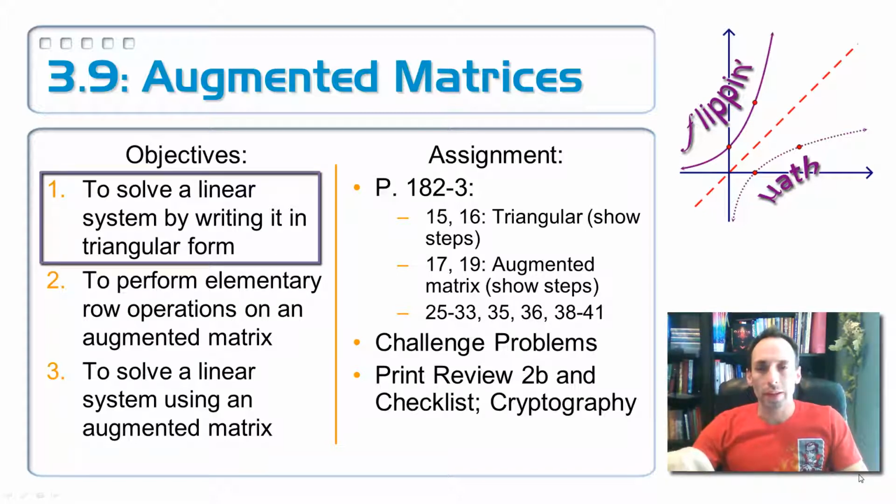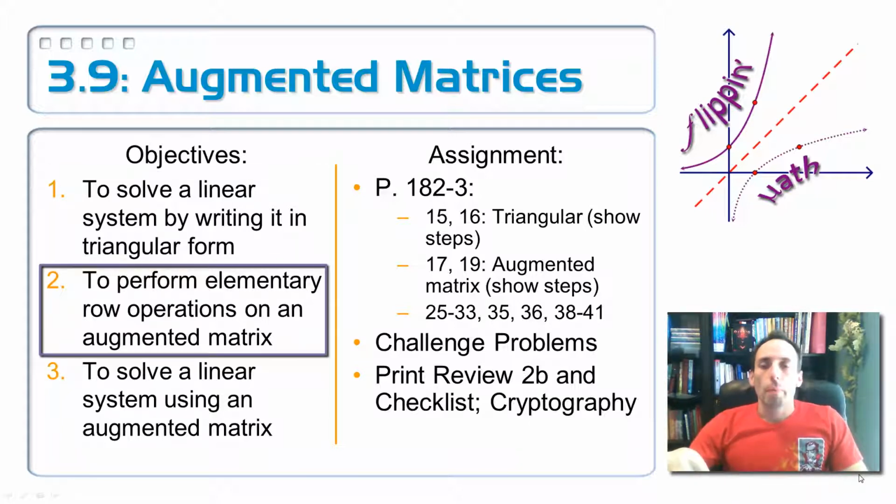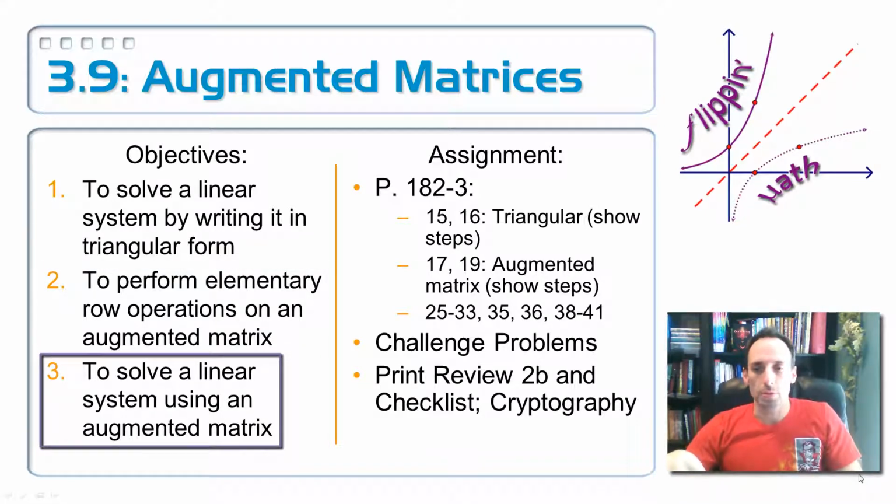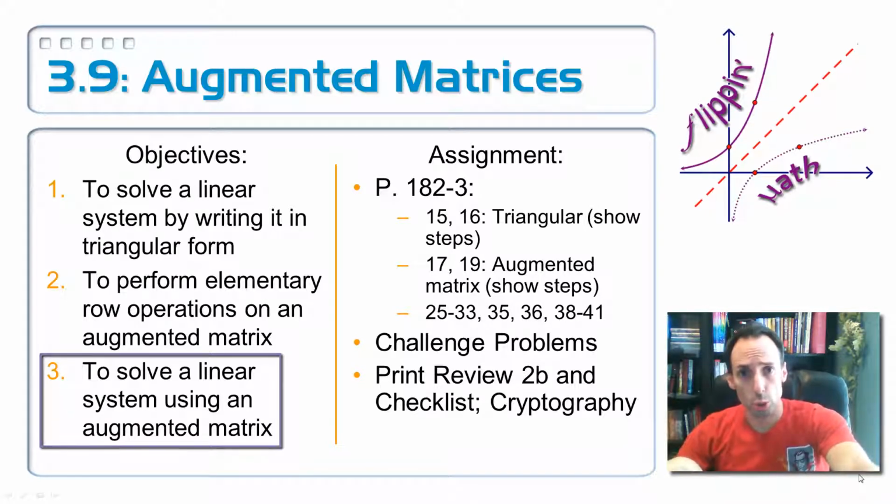You'll see how simple and fast it is to solve a system of equations when it's in triangular form. Objective 2, perform what we're calling elementary row operations on an augmented matrix. We've seen that word augmented matrix before, and it means to add a row or a column of numbers. And then finally, number 3, to solve a linear system of equations using an augmented matrix. So we've solved it by hand, substitution, elimination. We've solved them using Cramer's rule, an inverse matrix, and now here is our final way to solve a system of equations, with augmented matrices.